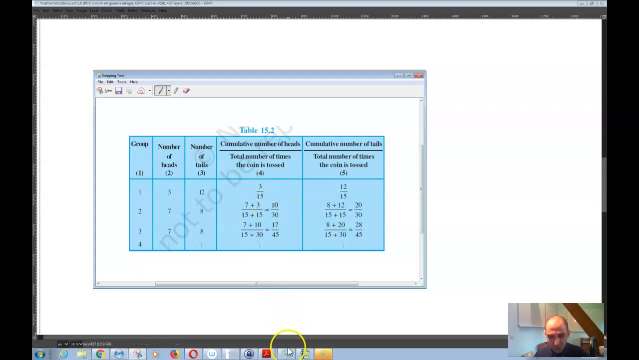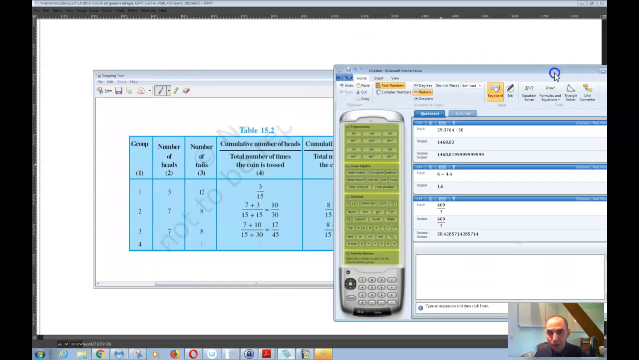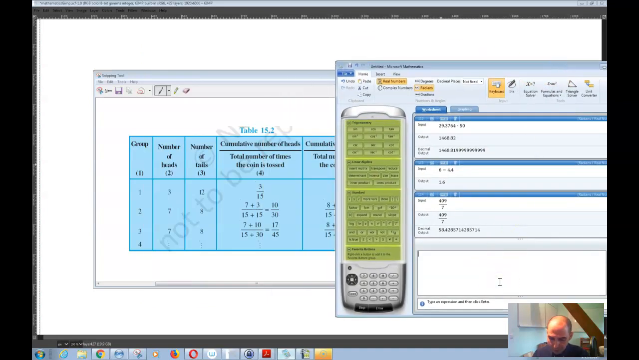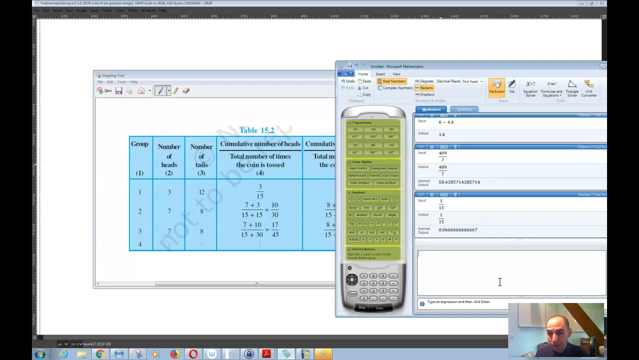1 to 15 is some number like 0.06666, and so on and so forth. Now 1/3 is some number like 0.33333. And then 17 to 45, for example, is some number like 0.3777, and so on and so forth.